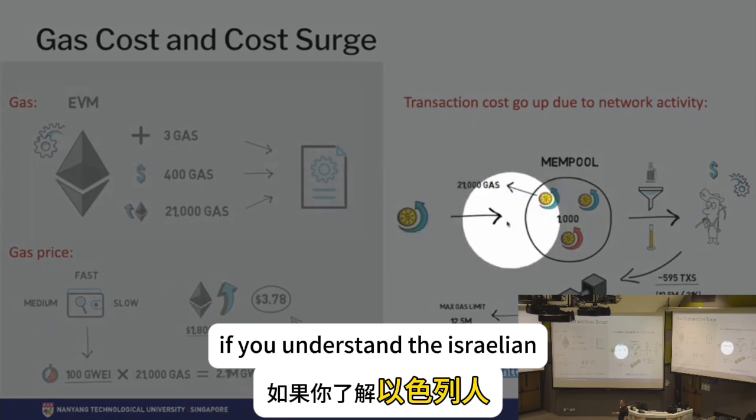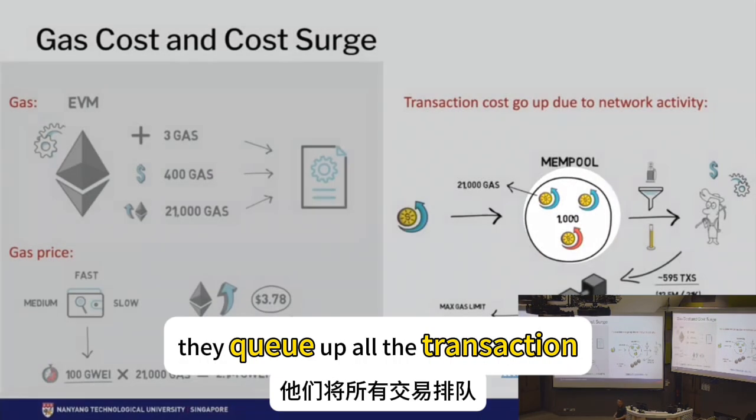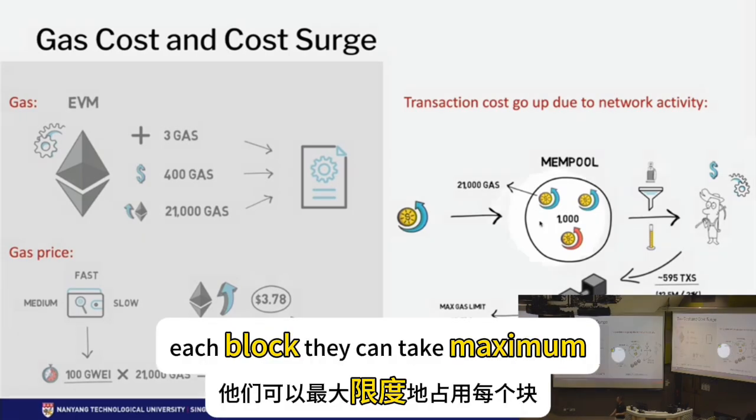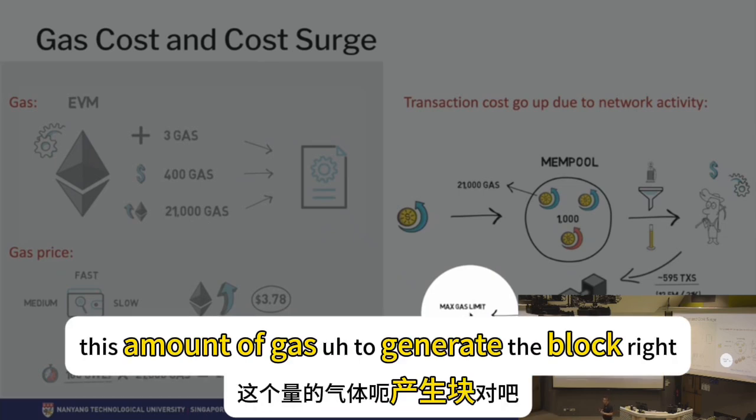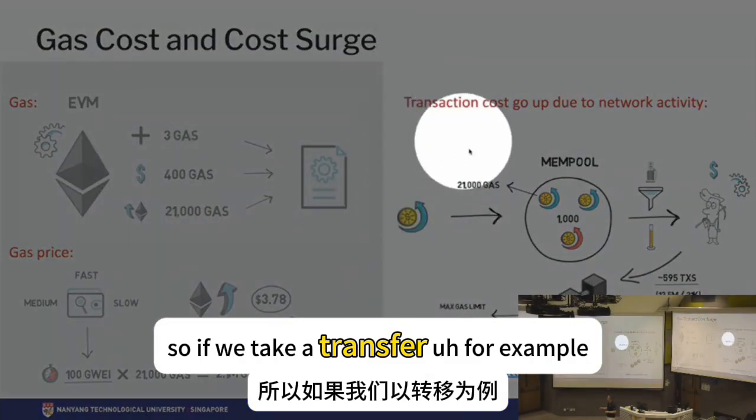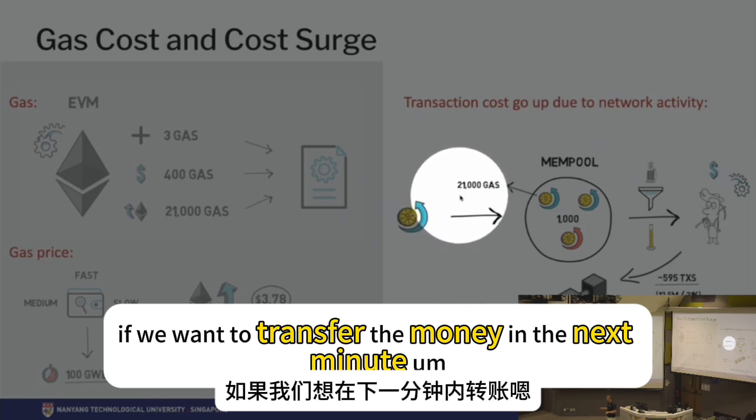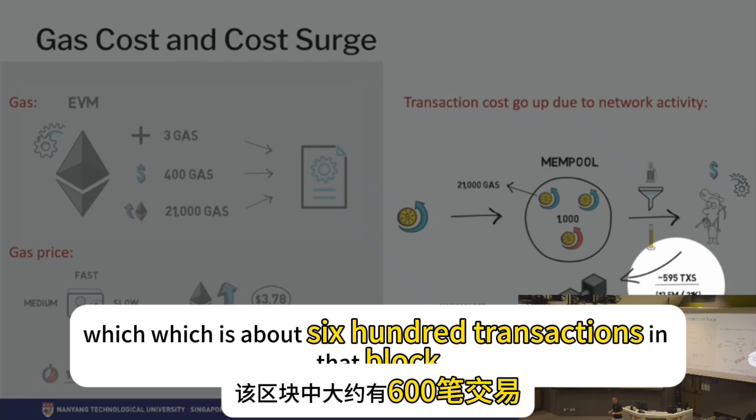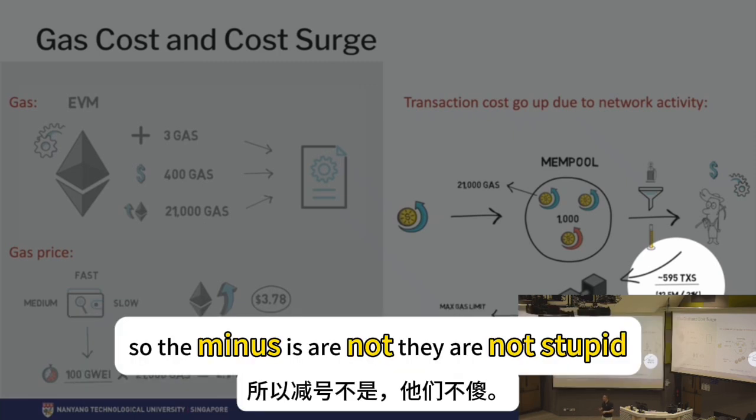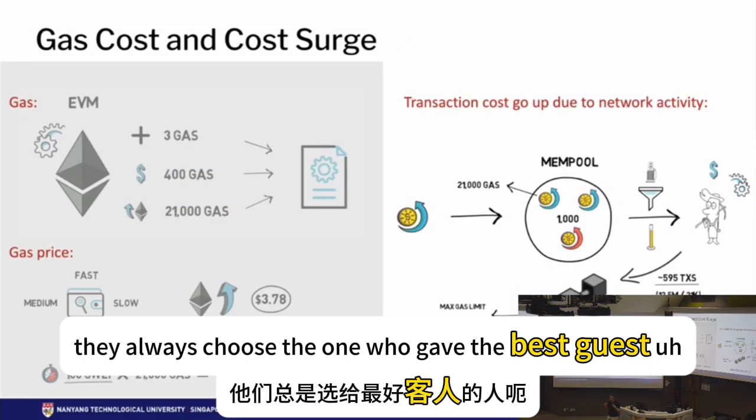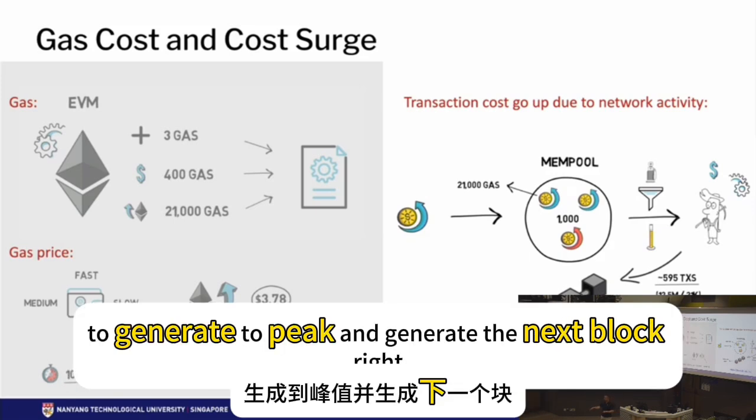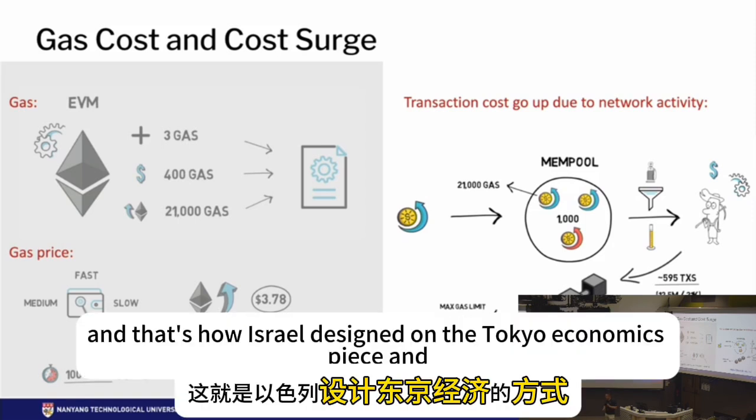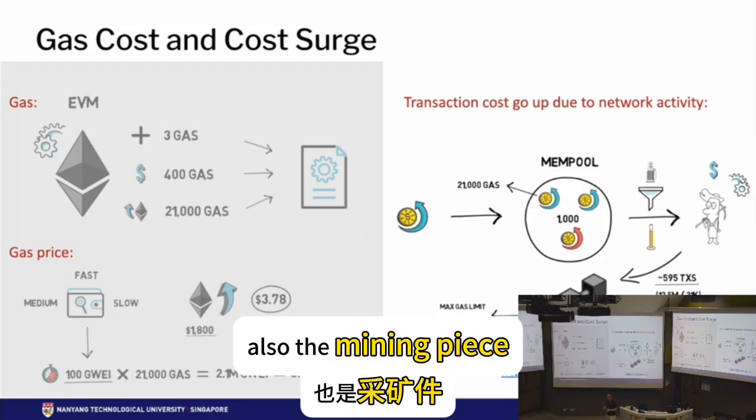If you understand Ethereum, everything goes into the mempool first. All the transactions queue up in the mempool, and the miners can take a maximum amount of gas in each block to generate the block. So if we want to transfer money in the next minute, the next block can only include about 600 transactions. The miners are not stupid. They always choose the transactions that give the best gas price to generate the next block, so whoever pays the most gas wins the next block. That's how Ethereum is designed on the tokenomics and mining side.